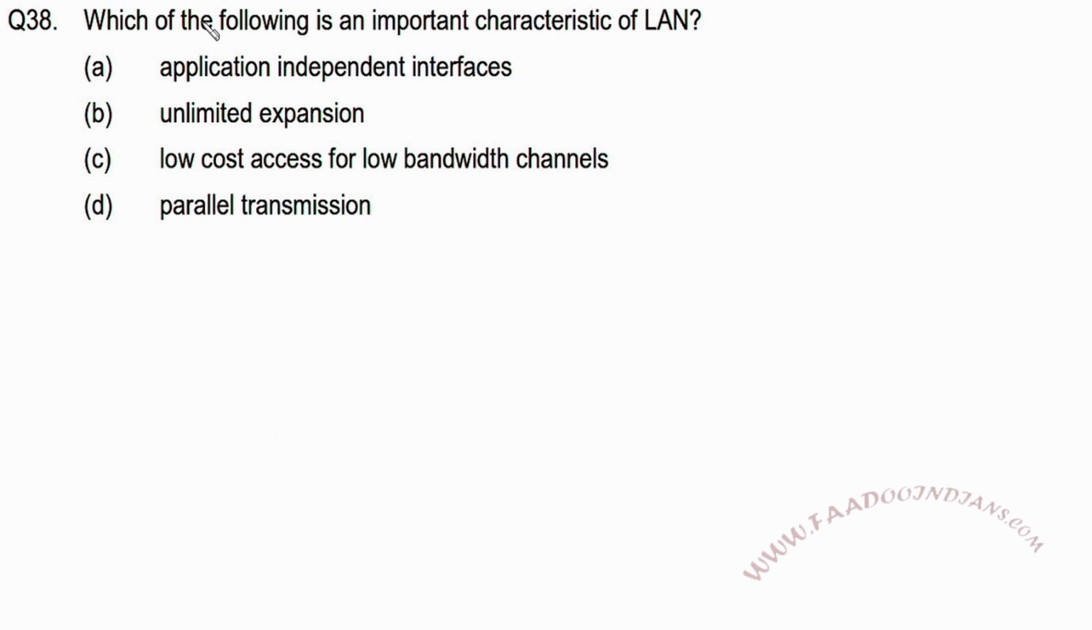38. Which of the following is an important characteristic of a LAN? That is local area network. Application independent interfaces, unlimited expansion, low cost access for bandwidth channels, parallel transmission. The answer is application independent interfaces. LAN provides application independent interfaces. This is your answer.